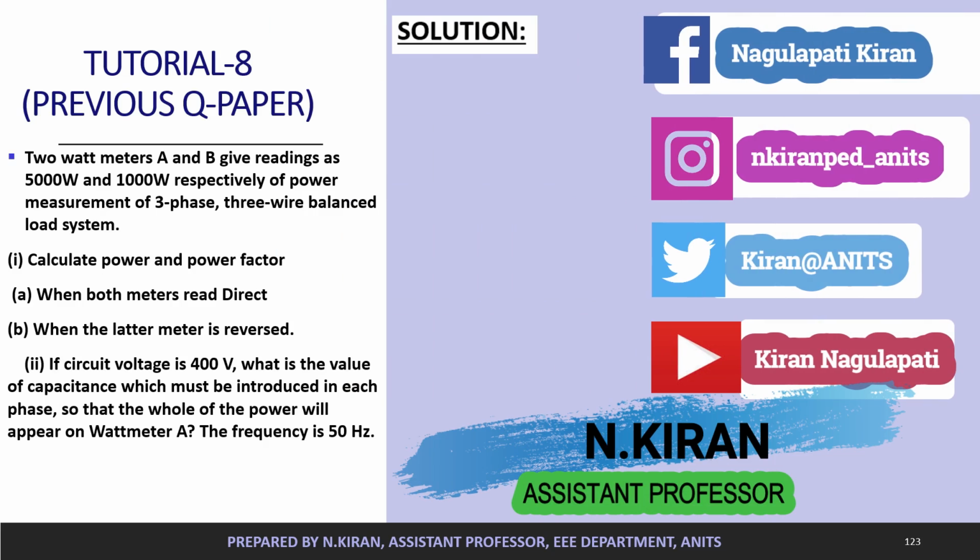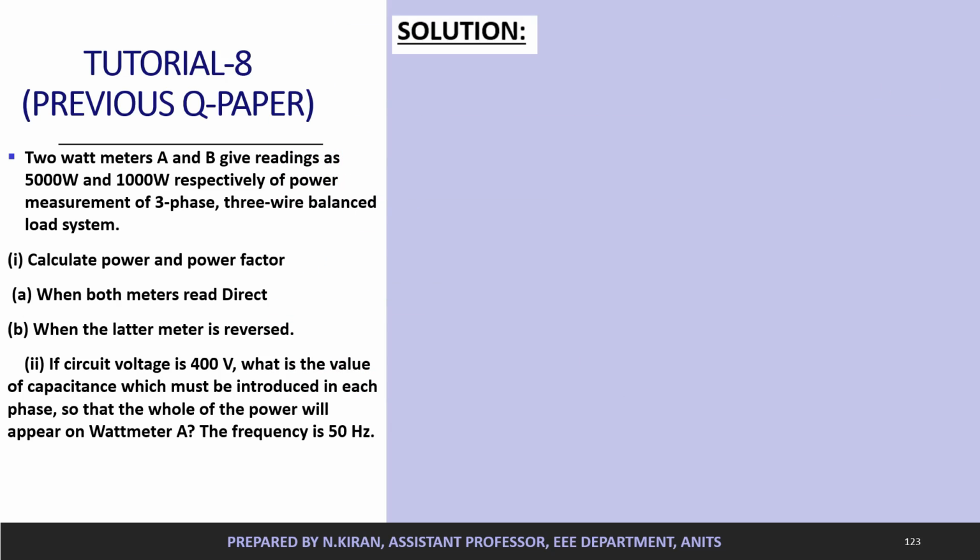Next tutorial, two wattmeters A and B are given 5000 and 1000 volts respectively, and he has asked to calculate the power and power factor in two cases. That is, when both readings read direct, and second, when the latter is reversed. So if the circuit voltage is 400, he has asked us to find the value of capacitance which must be introduced in each phase so that the entire power is appearing only on wattmeter A. Frequency should be taken as 50 Hertz.